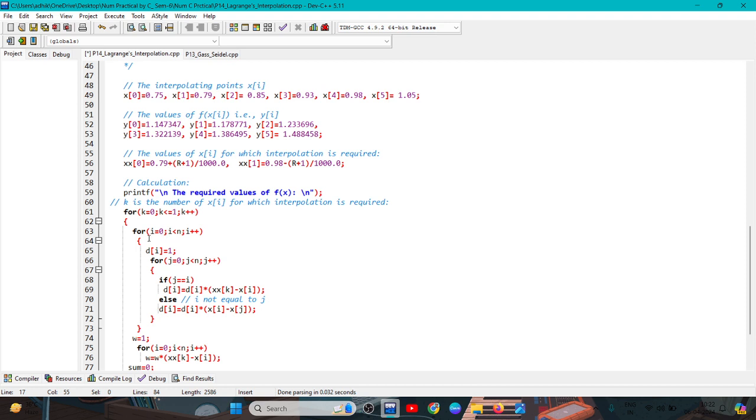Now for k equal to 0, for the first point xx0, I want to determine the value of f(x) for this xx0. So for i equal to 0, i less than n, i plus plus. So i starts from 0 to i less than n, here 6. So i equal to 0, 1, 2, 3, 4, 5. So d i equal to 1. So what is di?